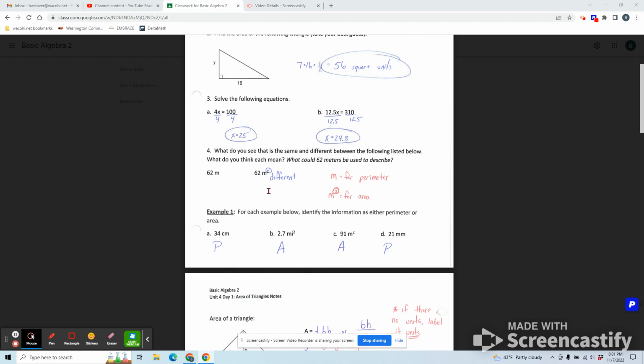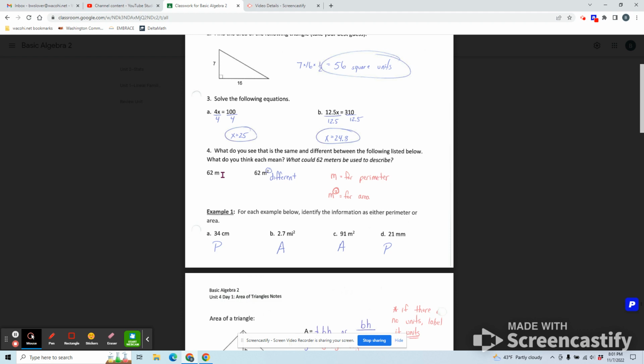So they both have a 62. They both have an m, but one of them has a power of 2, and that's what's different. So this first one, 62m, is really talking about m in relation to the perimeter. Now you may be thinking, well, m, Mr. Slover, is for meters. And I agree, m does mean meters.